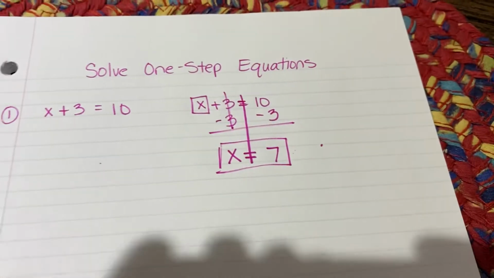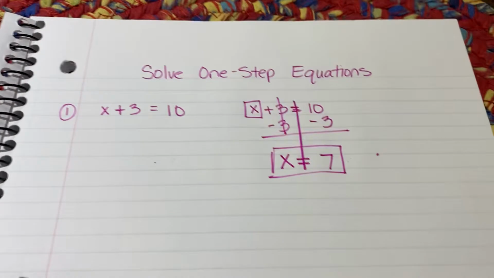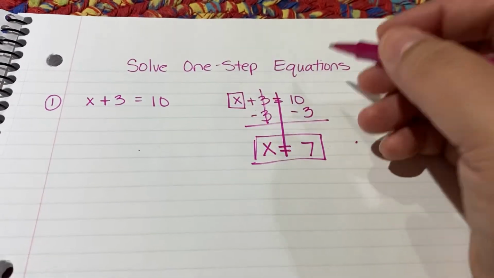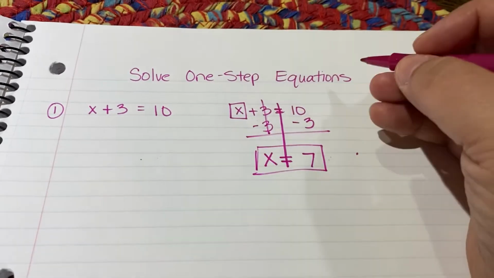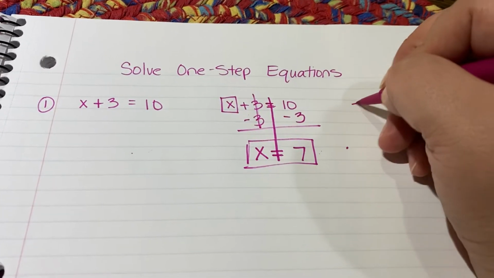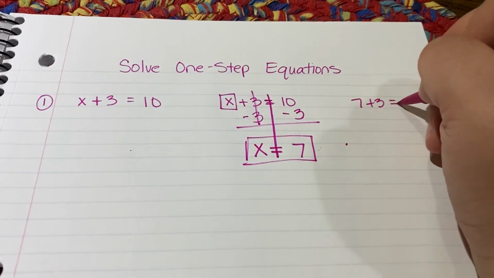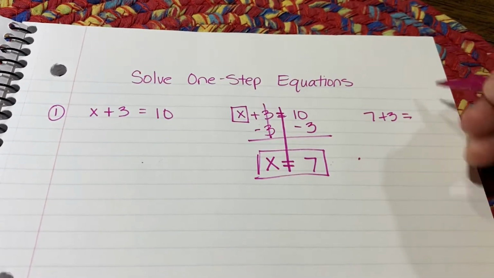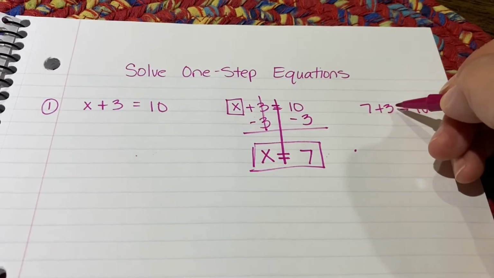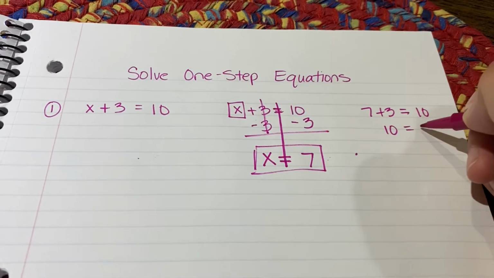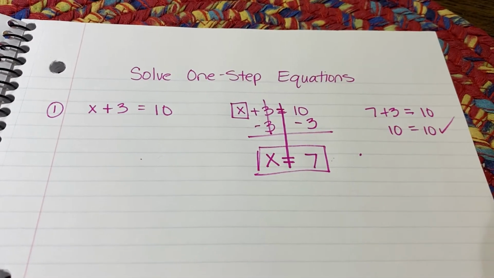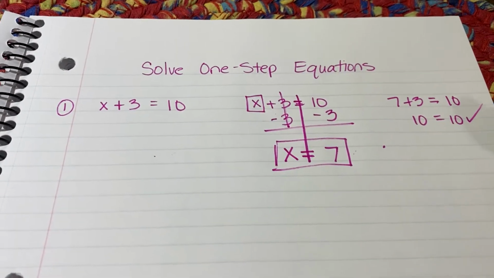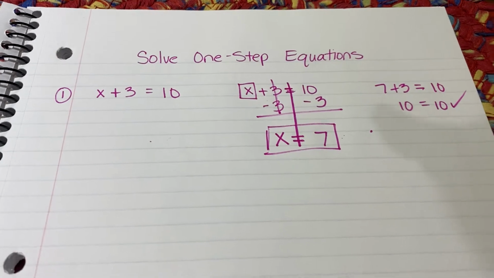One thing it doesn't hurt to do is just to simply plug that value back into the original problem. So if I were to plug it in, x plus 3, so x is now 7. 7 plus 3 equals, I should get a value of 10. If I don't, then I know I did it wrong. 7 plus 3 equals 10, which is a true statement, so I know my work is correct. Okay, so that's a way you can always double check your work. It's just plugging it back in and checking, making sure it is a true statement.